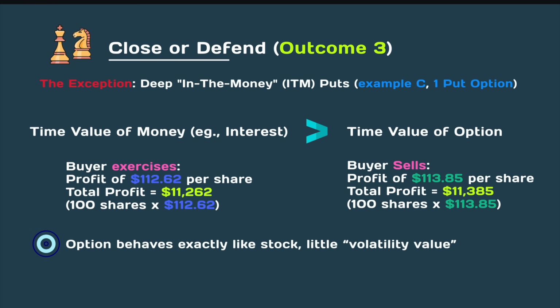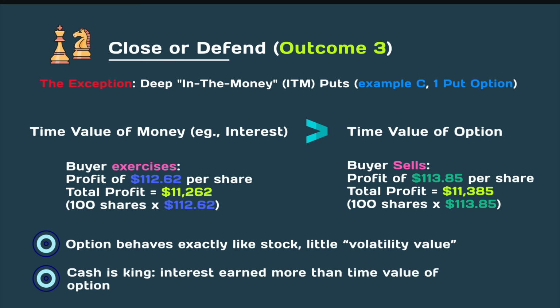Keep that in mind because at this point, the option is so deep in the money that the option behaves exactly like the stock. There's very little volatility value remaining. For every point that the stock moves, the option is likely going to move by the same amount. Secondly, cash is king, because now the buyer has exercised their option. They now have that cash in their hand. By exercising early, they can take that cash, park it somewhere else, and earn more money than the time value that's remaining on the option.